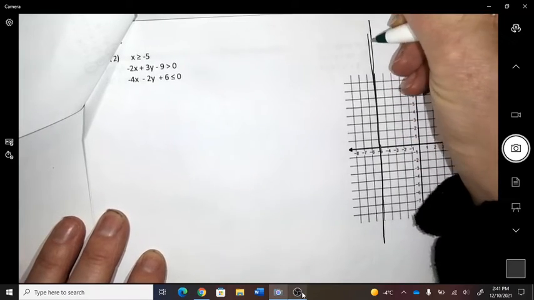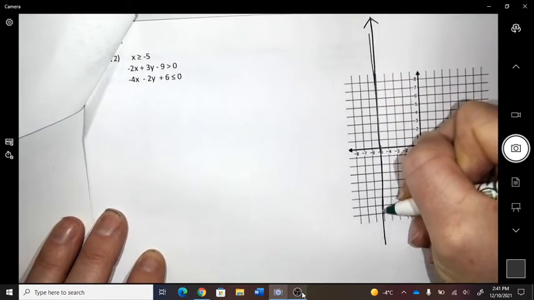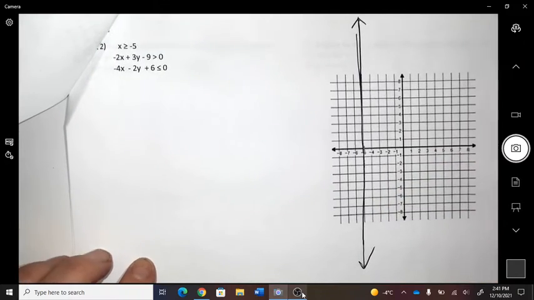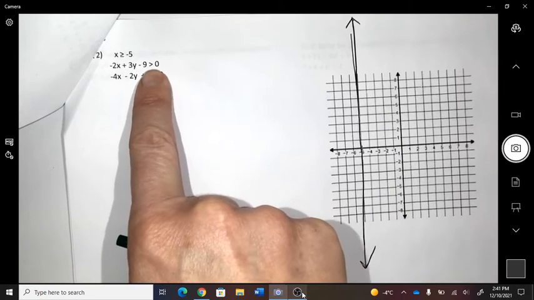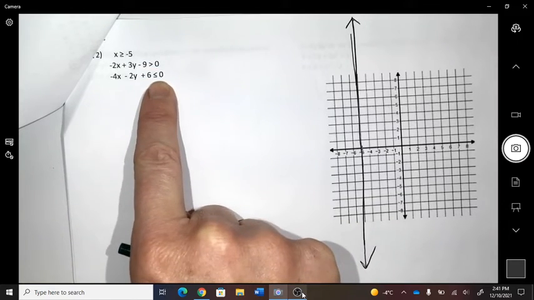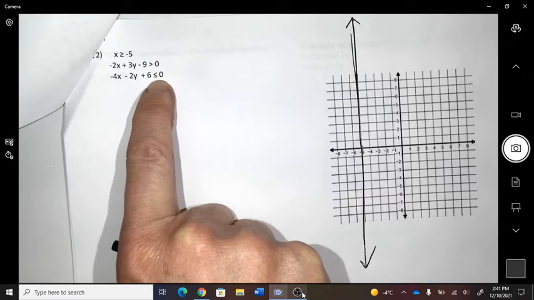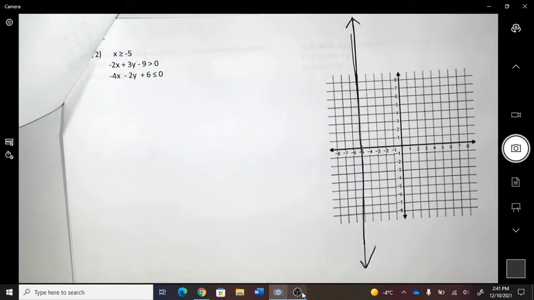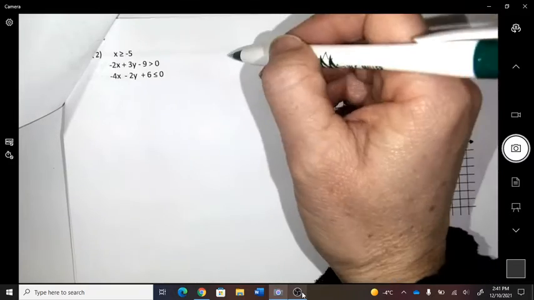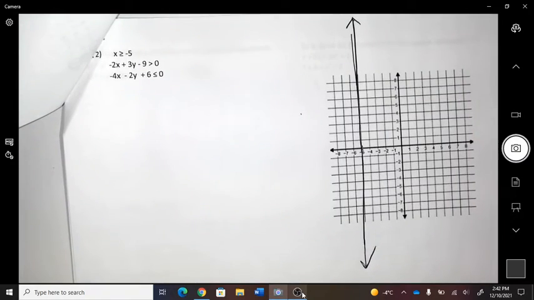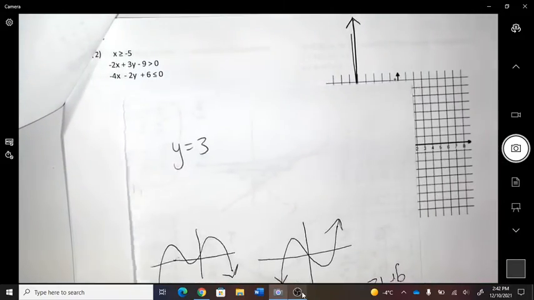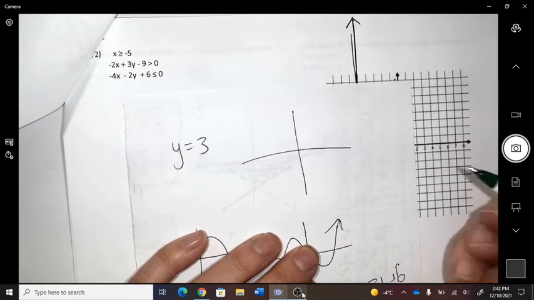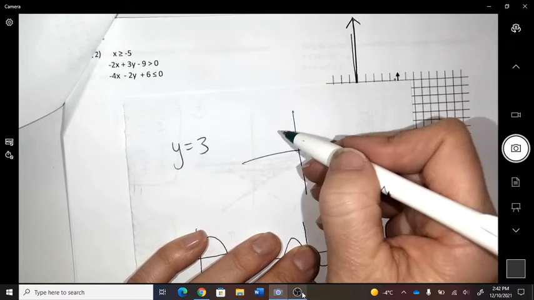I'm going to go pretty far here. I'm going to extend my line pretty big. Actually, I think I need a re-explanation of when you write it as dashed or when you write it as solid. This one is going to be dashed because I'm not allowed to be equal to it. This one's going to be solid because I am allowed to be equal to it. Okay. Do we understand if you saw something like this? How would you graph this line? y equals 3.